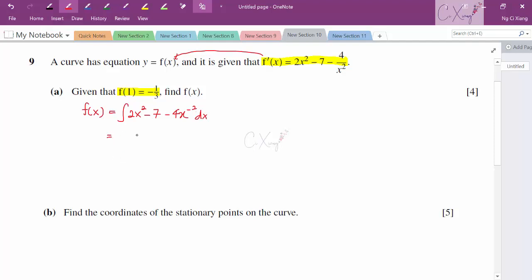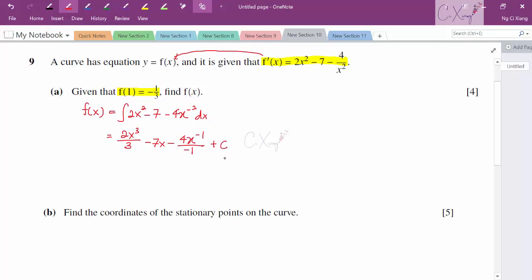Alright, so I start the integration. Therefore, I'm having 2x to the power 3, the power plus 1, divided by the new power. Then for 7, integrate 7, you get negative 7x. And then for x to the negative 2, the power plus 1 becomes negative 1, divided by the new power. In the end, we have a plus c also.